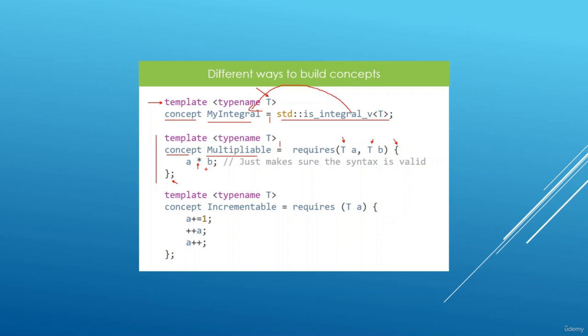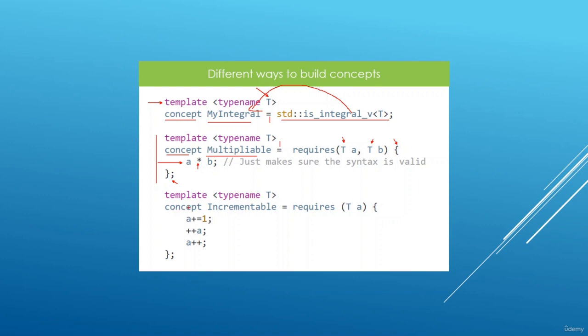And again, I should emphasize that this doesn't check for the value of a multiplied by b. It's just going to enforce for the syntax to be supported. So for example, if you call a function template with this concept and you try to pass in integers, it's going to work because you can multiply integers. But if you pass two strings, this is going to fail because it doesn't really make sense to multiply strings. Okay, this is the syntax. Now we only have one statement to enforce inside, but if you want, you can even put more statements.